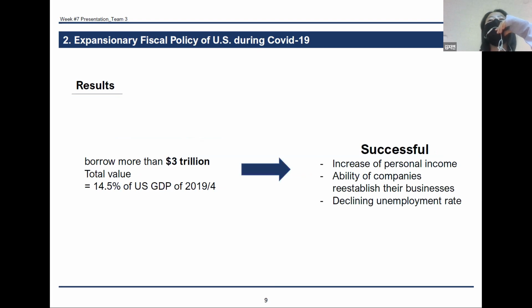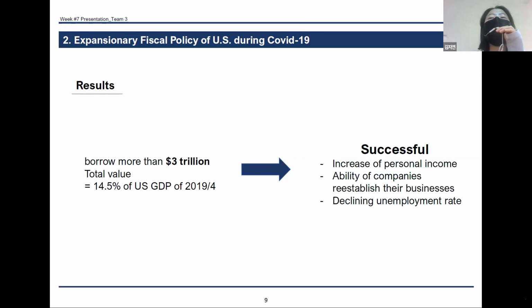By these policies, the Congress borrowed more than $3 trillion. This amount is about 14.5% of US GDP in the fourth quarter of 2019. This fiscal package amount in this current crisis has been substantial and much larger than the fiscal package enacted in 2019.